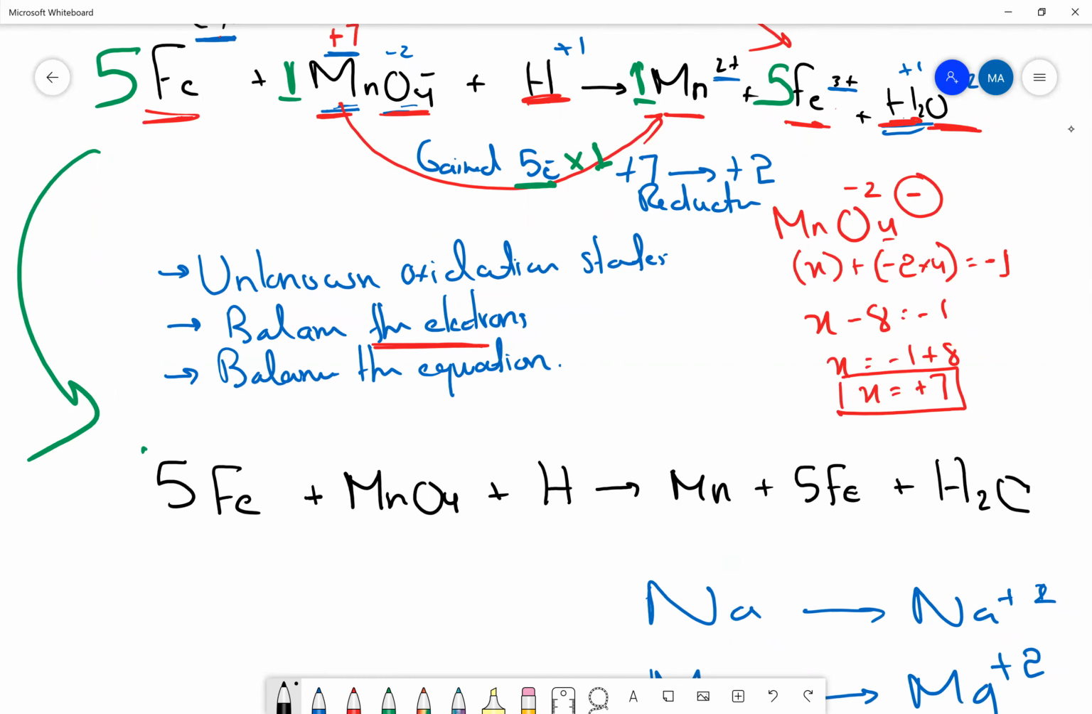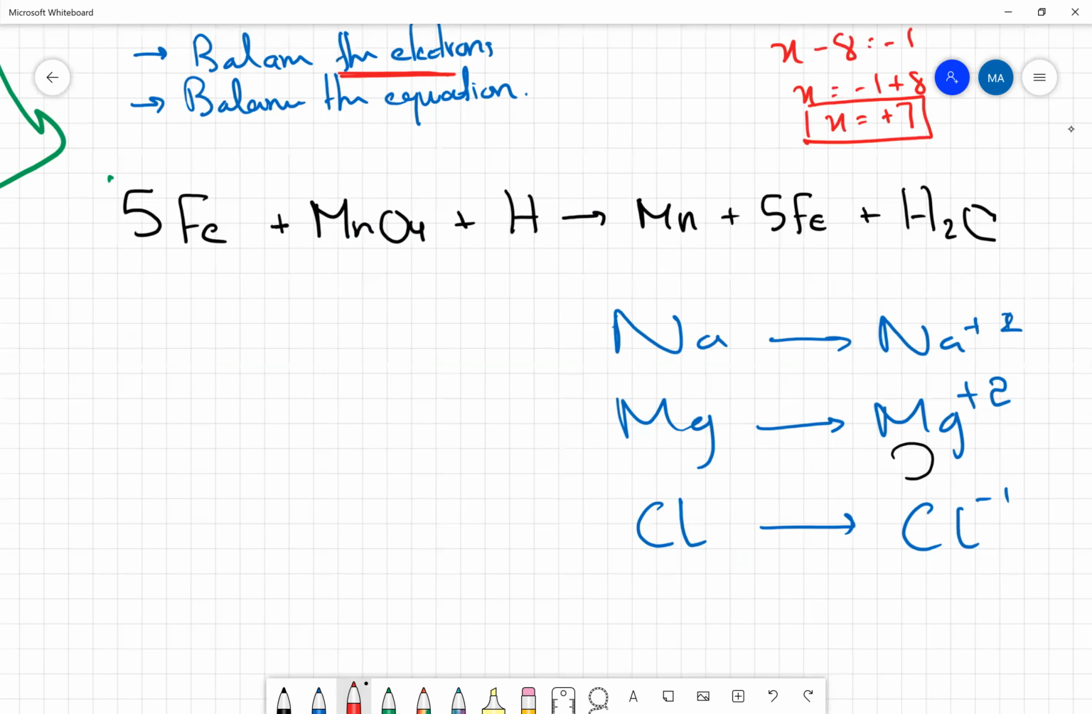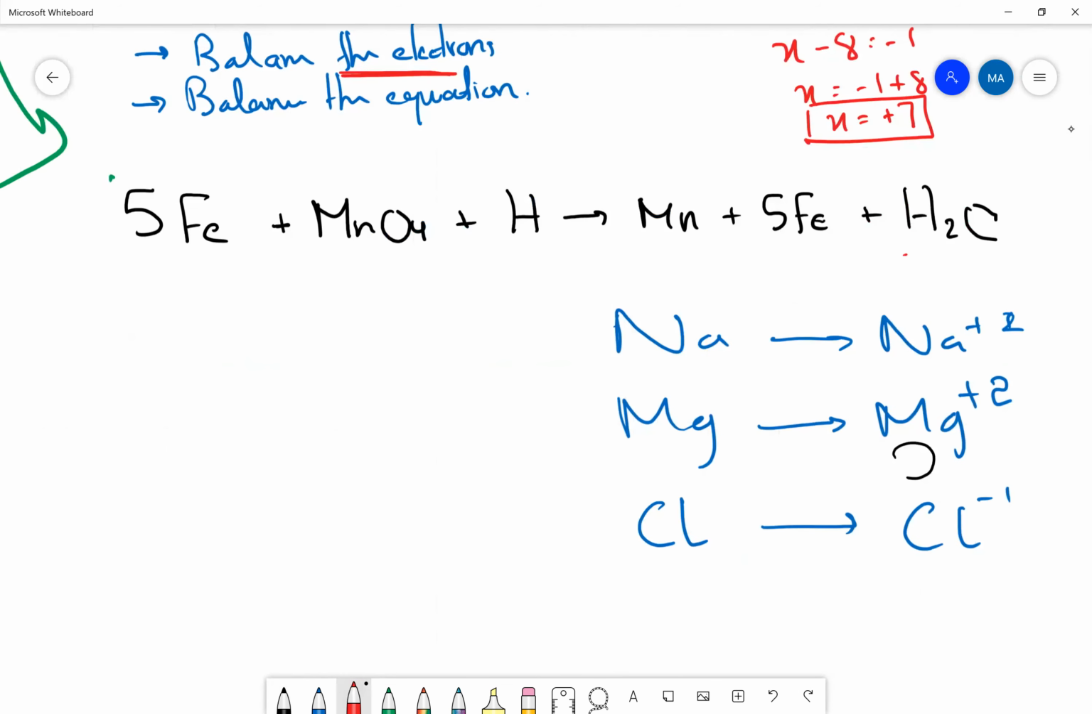You need to further balance it by using your own rules. You already know how to balance an equation. If you look at this equation here, it has 1 hydrogen on one side and 2 hydrogens on the other, so we will be putting 2 in front of hydrogen.